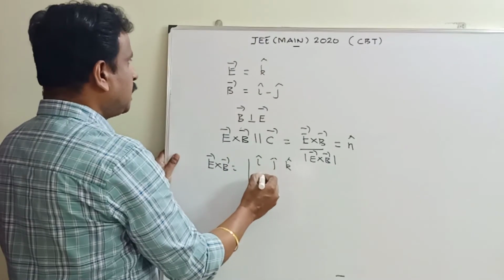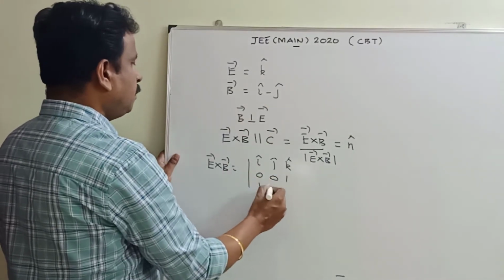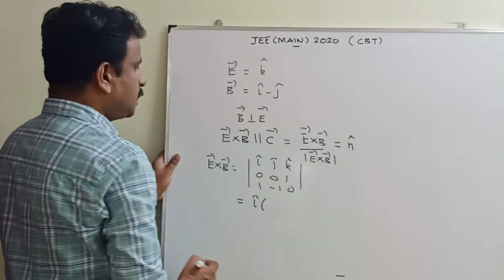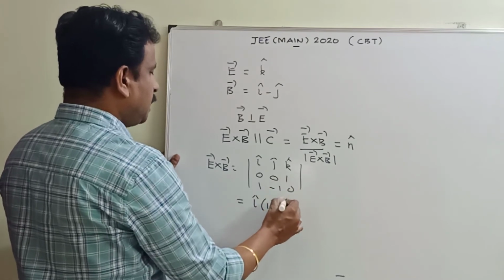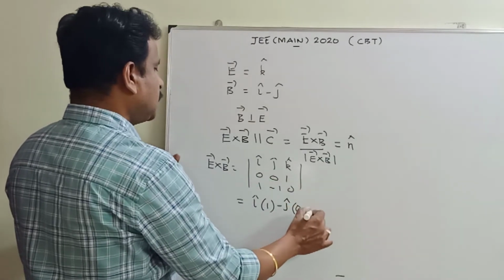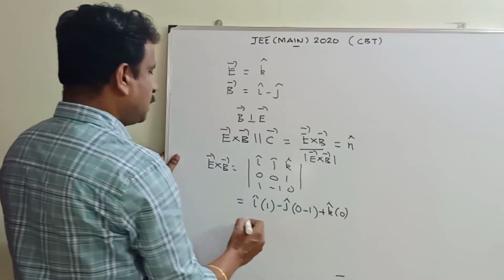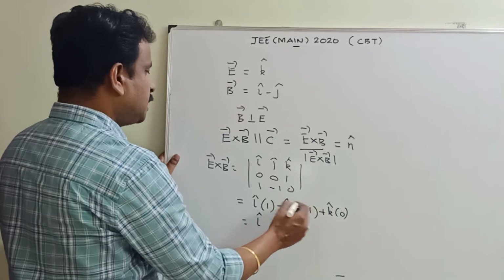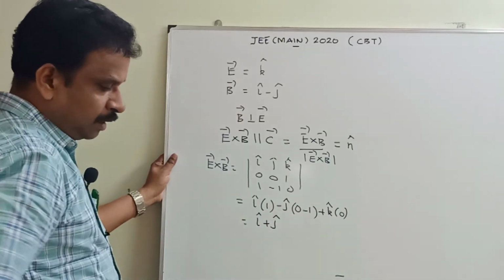component of E vector only k cap. So 0 0 1, for B vector is 1 minus 1 0. So if you take this expansion through the first row, you will get 0 minus into minus plus 1, then minus j into 0 and minus 1, then for k you will get 0. Am I right? This 0, this also 0. So you will get i cap minus into minus plus j cap. So i cap plus j cap is your result.